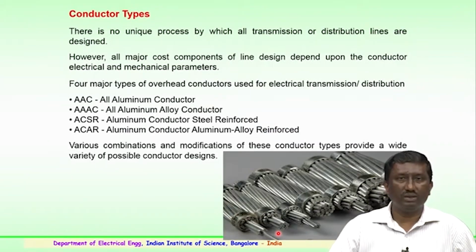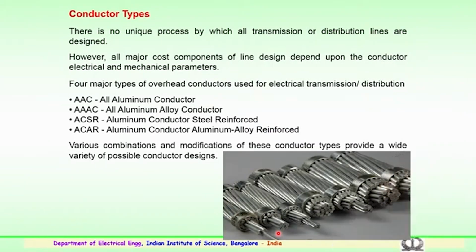So, various kinds or types of conductors have been in use over a period of time. We can say that there is no unique process by which all transmission or distribution lines are designed. However, the major cost component of line design depends upon the conductor and its electrical and mechanical parameters.